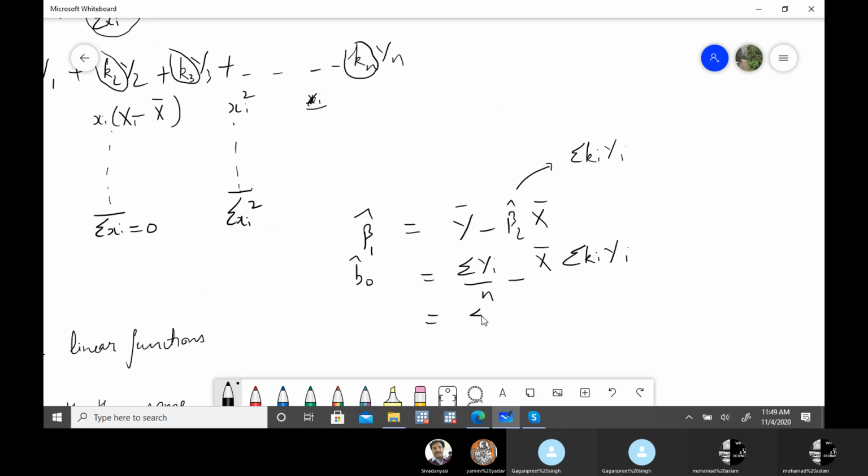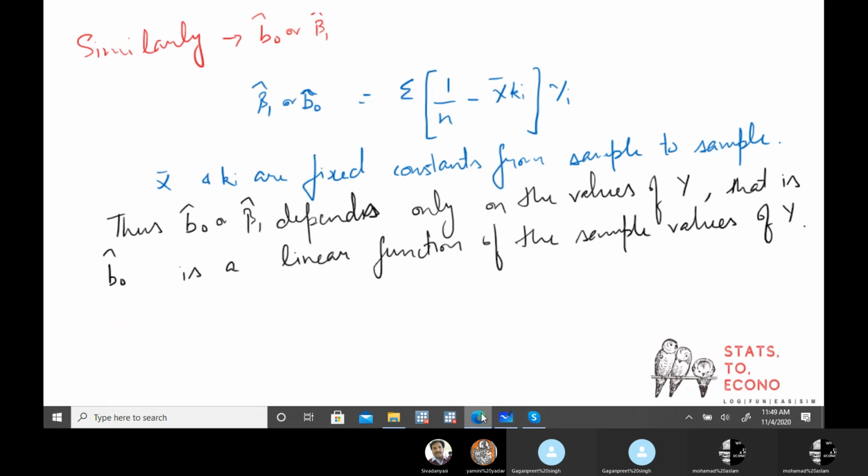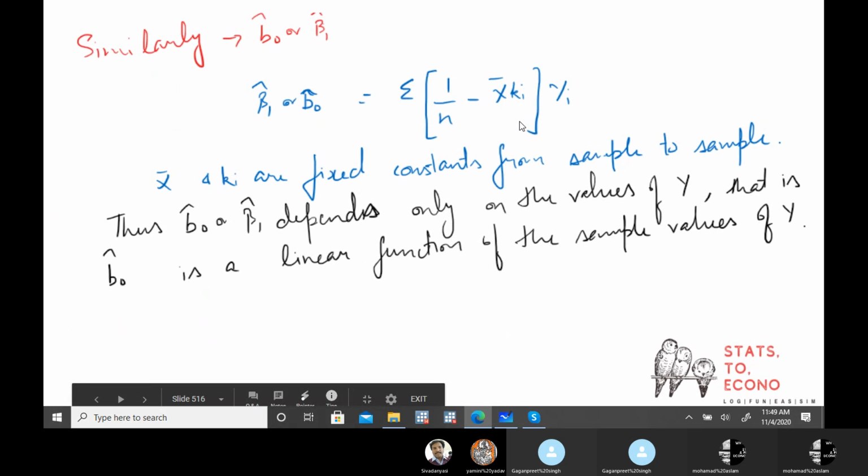Now I can take the summation out of the bracket. Then within the bracket, it is equivalent to 1 upon n minus x mean ki, times yi. So now you can see that this particular term is equivalent to this term. To prove linearity, we need this particular term. That's why you can see that this is equivalent to this term. Any doubt? I hope you got this point.